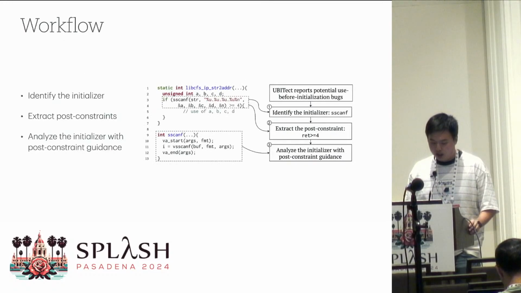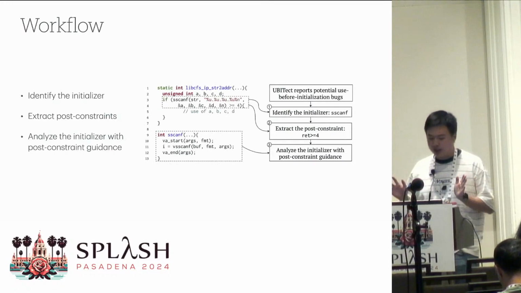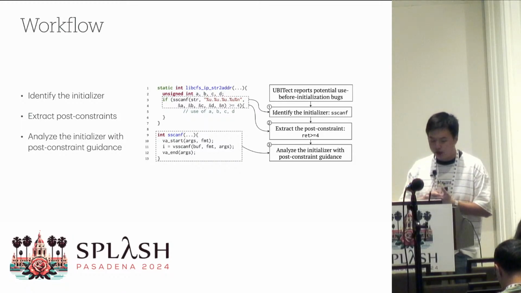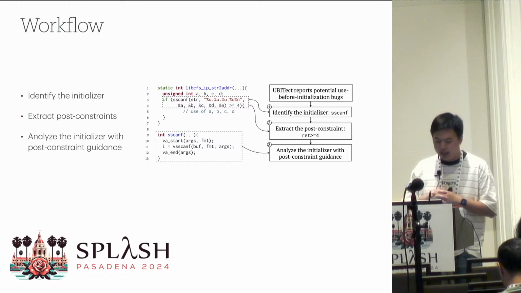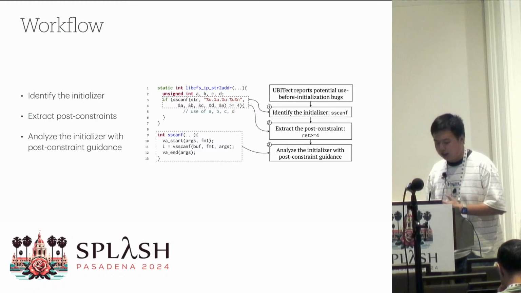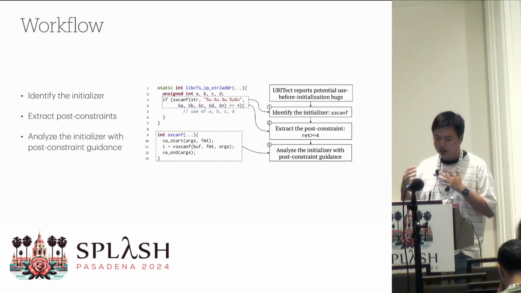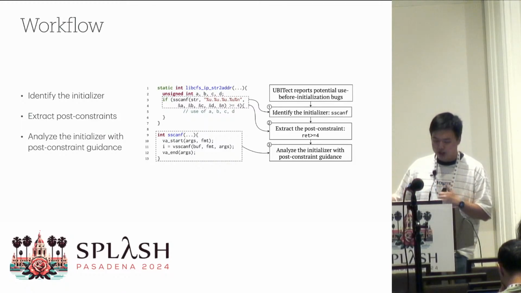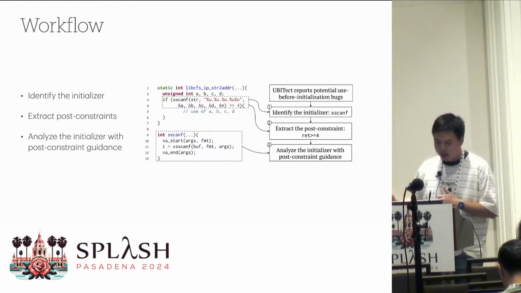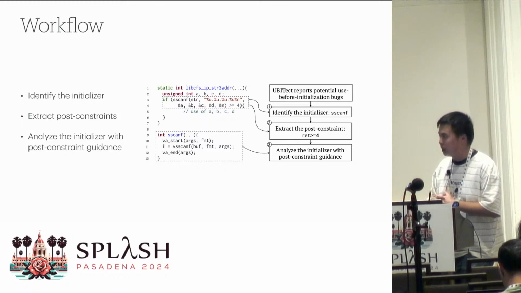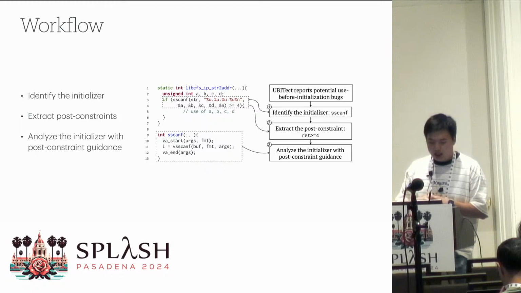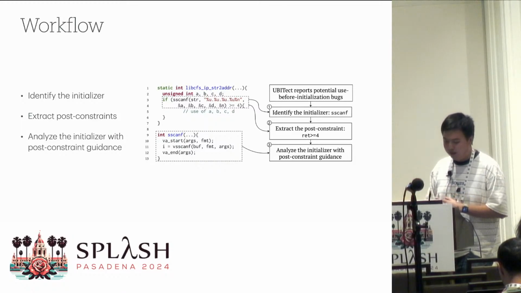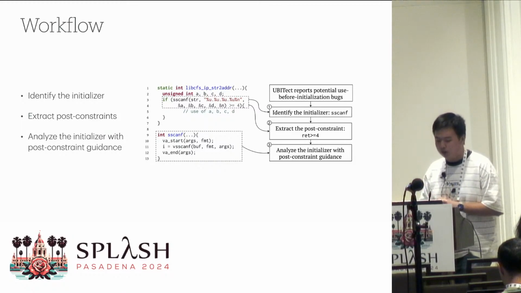So our workflow can be seen as a three-step design. First, we take the bug report of the UBI and identify what the initializer is. For example, in this case, the initializer is for sure scanf. Then we extract the post-constraint. Here, the post-constraint is that the return value is greater than or equal to 4. And lastly, we prompt the LLM to analyze the initializer with our post-constraint guidance.